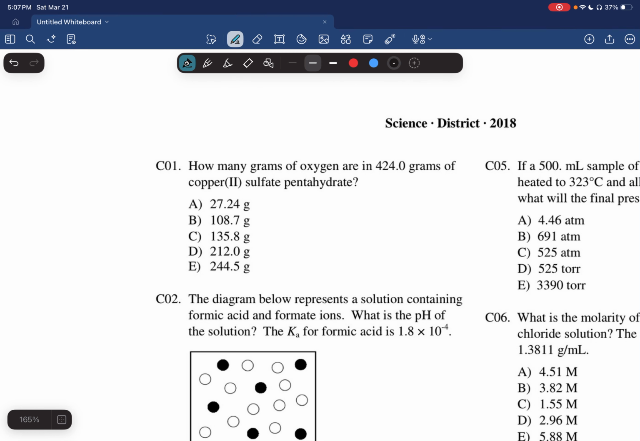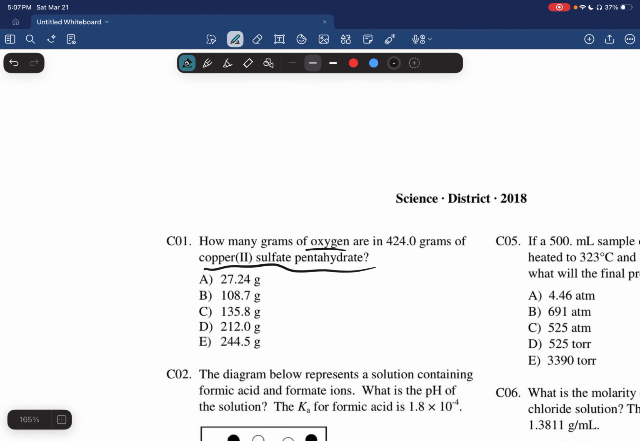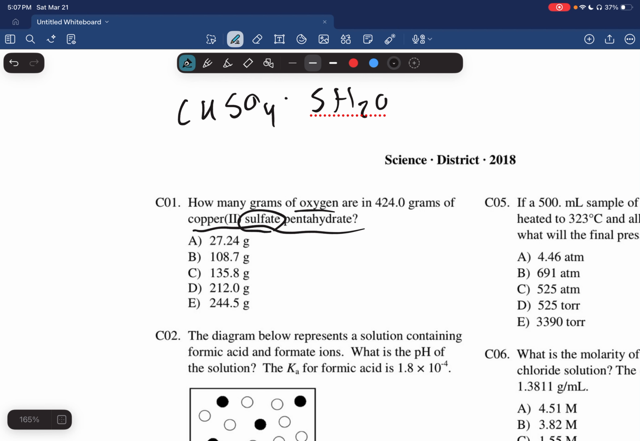So the first question says, how many grams of oxygen are in 424 grams of copper 2 sulfate pentahydrate? So we're trying to go from grams of one substance to another substance. And so that should tell you that we're going to be using stoichiometry, and we need to find how many moles of copper 2 sulfate pentahydrate we have so we can convert it to oxygen. So the formula for copper 2 sulfate pentahydrate is CuSO4 5H2O. And sulfate's a polyatomic ion.